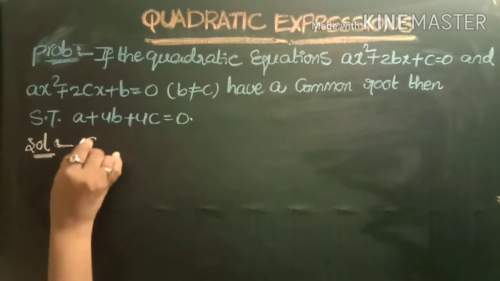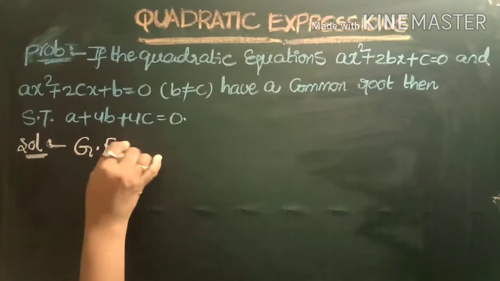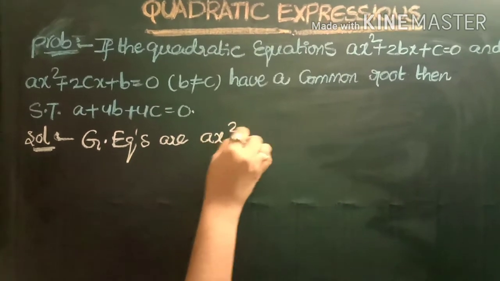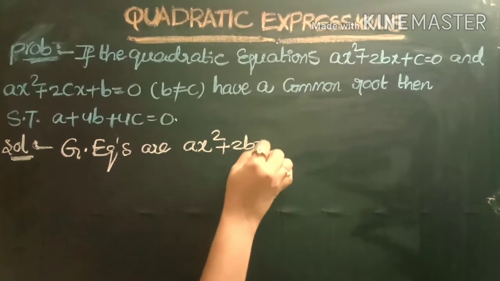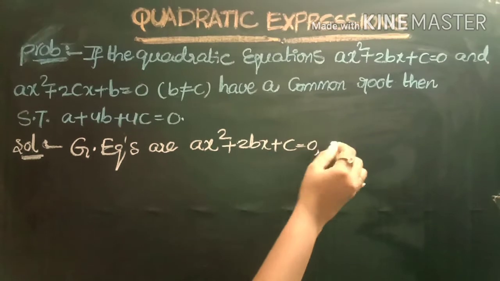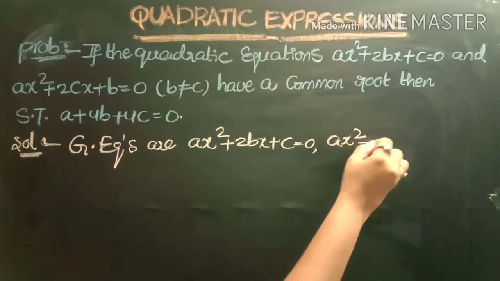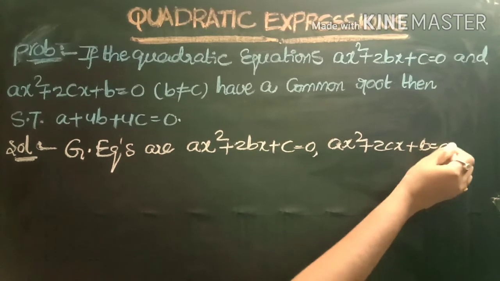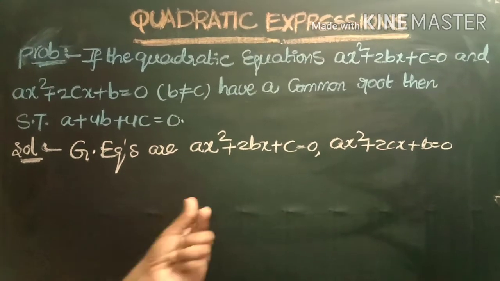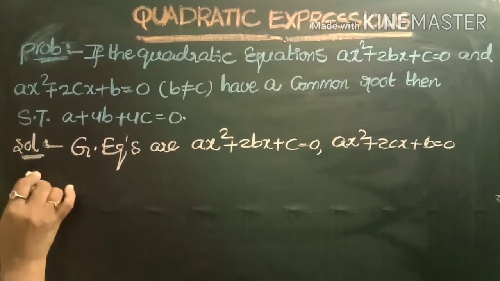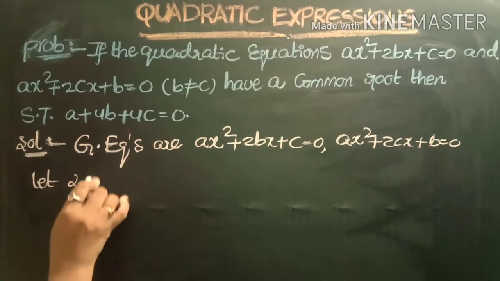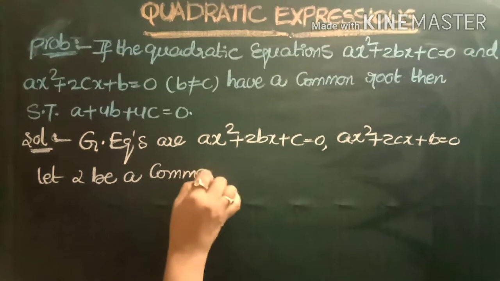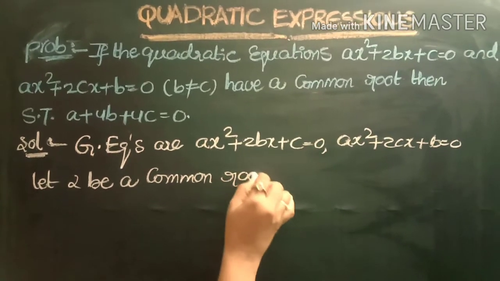So first we write the given equations here. The first equation is ax square plus 2bx plus c is equal to 0, and the second equation is ax square plus 2cx plus b is equal to 0. Now given that both of the equations have a common root, let alpha be the common root of the two equations.